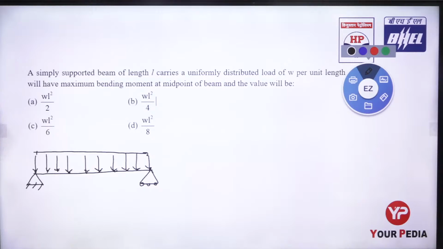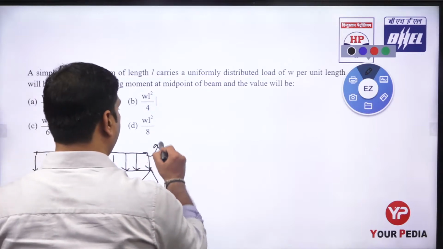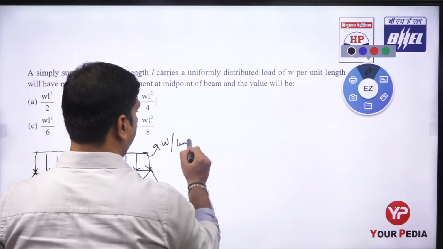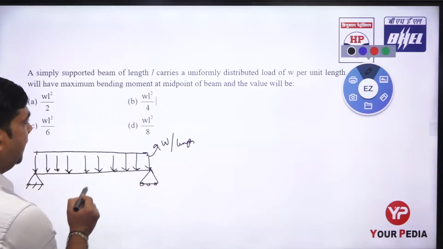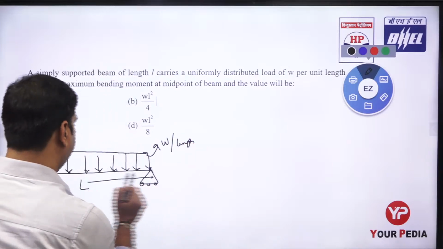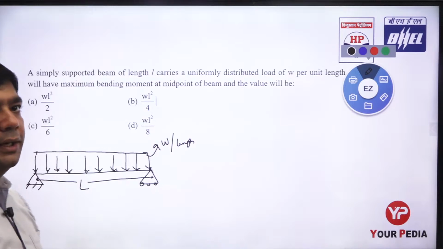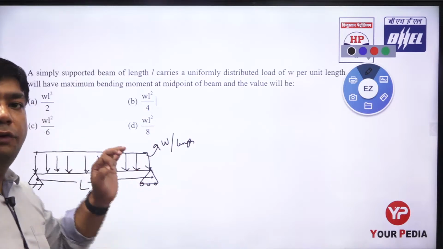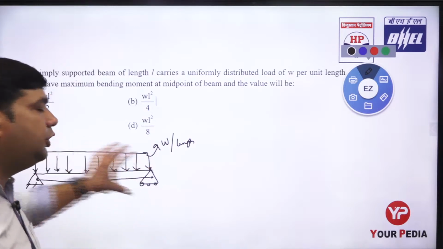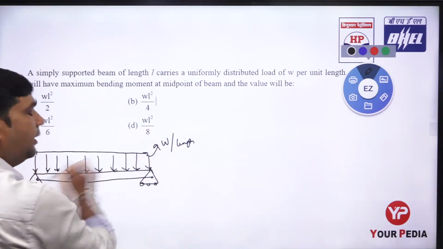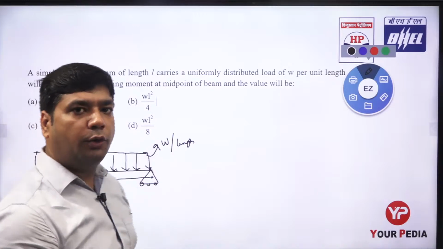Okay, this is a UDL, uniformly distributed load over the length of the member, and this equals W per unit length. Let us say this is a length L between the span. First of all, you have to solve this one. How to solve the UDL? If I want to know the value of the load intensity of this UDL, we have to take the area of this UDL.